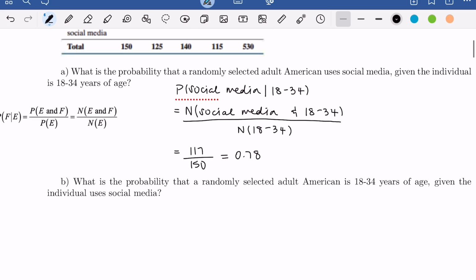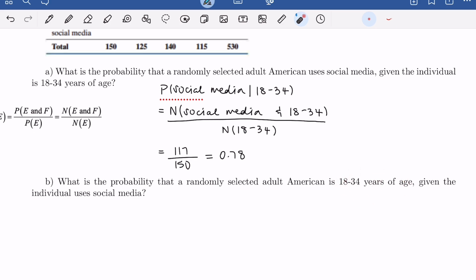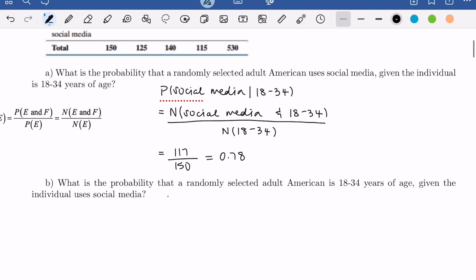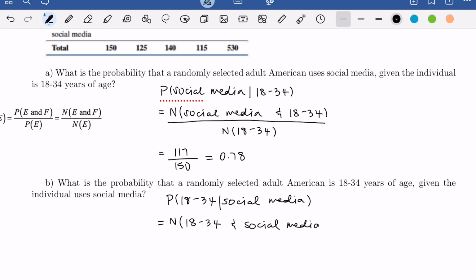Now for part B, what is the probability that a randomly selected adult American is in this age range, given the individual used social media? So in this case, our events E and F are going to be swapped. So we want to find the probability that a randomly selected adult American is in this age group, given they use social media. So again, we're going to use this formula here where we're looking at the number of people in this age group and use social media. And then we're going to divide this by the number of people who use social media in total.